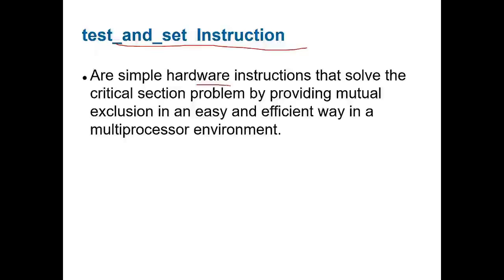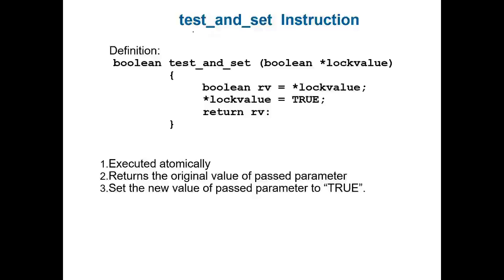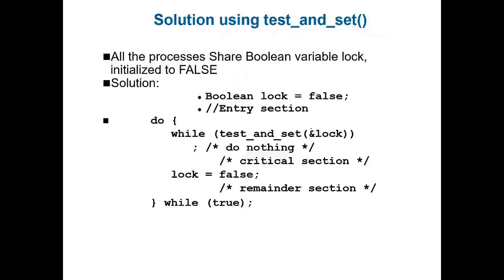These are simple hardware instructions given to the processors that solve the critical section problem by mutual exclusion in an easy and efficient way in a multiprocessor environment. So this is the test and set instruction. This function is going to return a boolean value, either true or false. This is the function name and the argument is passed here. So the lock value is passed as the argument, and this is the beginning code where the processes are going to enter into the critical section.